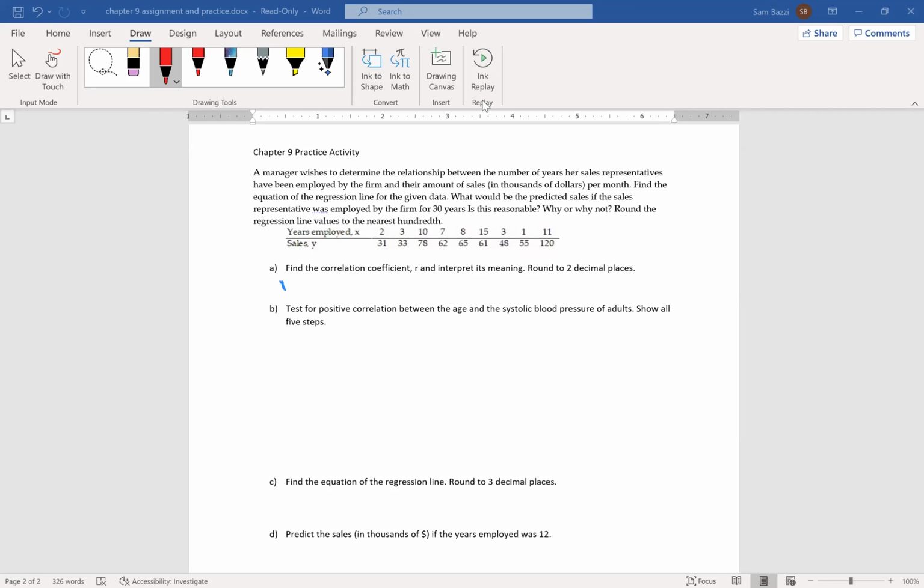A manager wishes to determine the relationship between the number of years her sales representatives have been employed by the firm and their amount of sales in thousands of dollars per month. Find the equation of the regression line.